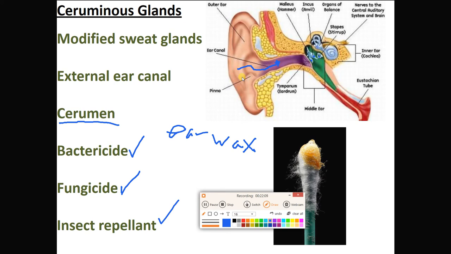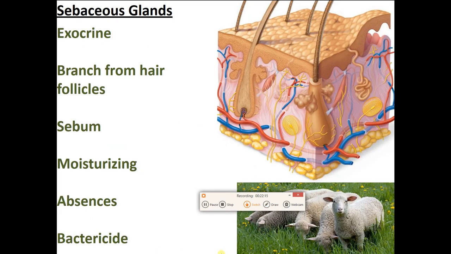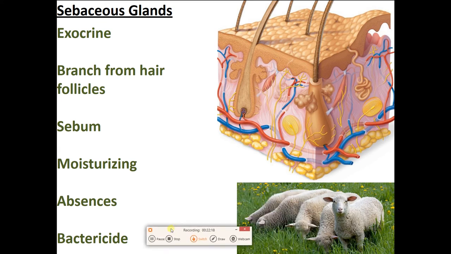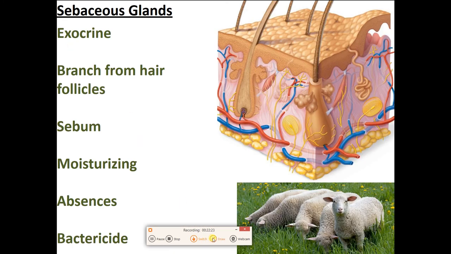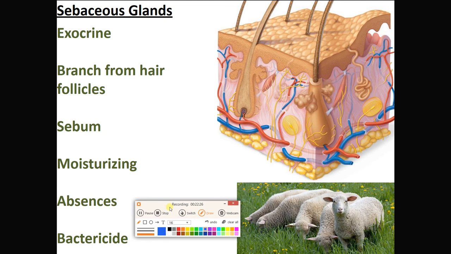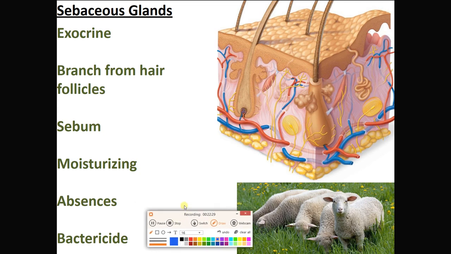All right. One more gland to go today, and that's the sebaceous glands. Sebaceous glands are also exocrine, meaning they secrete something onto a body surface. By the way, ceruminous glands were, of course, exocrine too. Sebaceous glands are going to branch off hair follicles as well. So similar to apocrine sweat glands in that regard. And these sebaceous glands make this moisturizing chemical called sebum. It helps keep your skin moist. It's also kind of bactericidal.